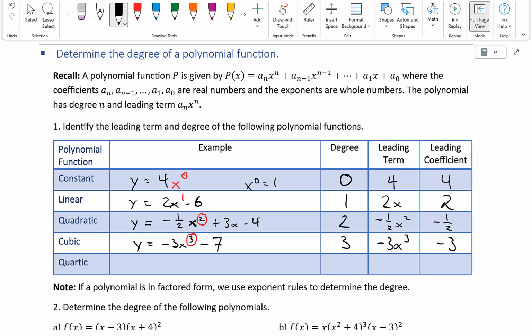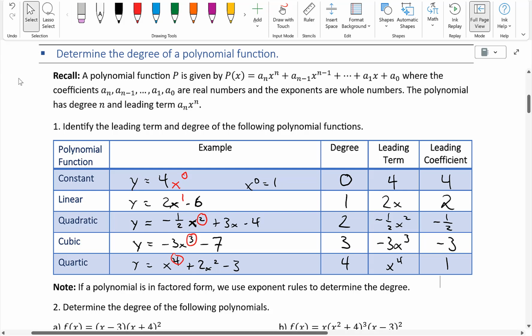We can go quartic, again just for fun, but we're looking at something x to the 4th. We can do plus 2x squared minus 3 or something. And our degree would be 4, that highest power we have. Our leading term is the x to the 4th, and just to show it once, the coefficient in front of there would be just a 1.